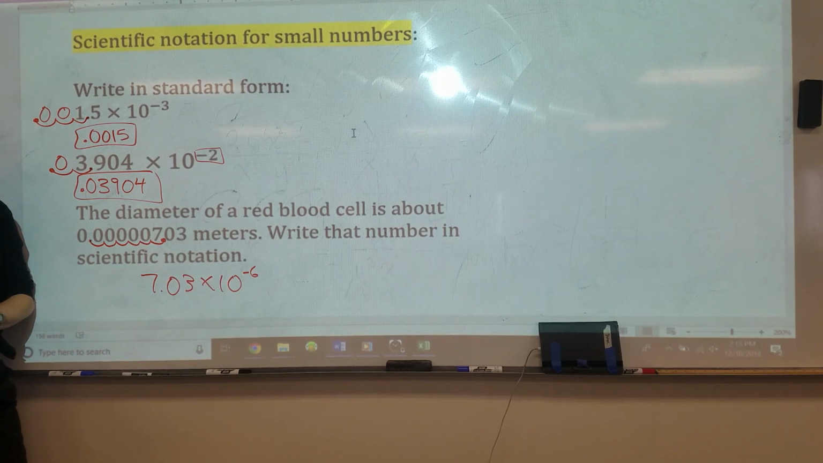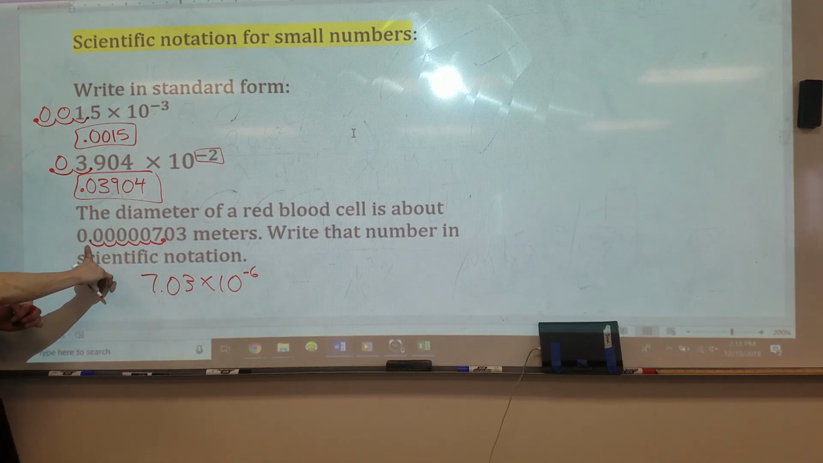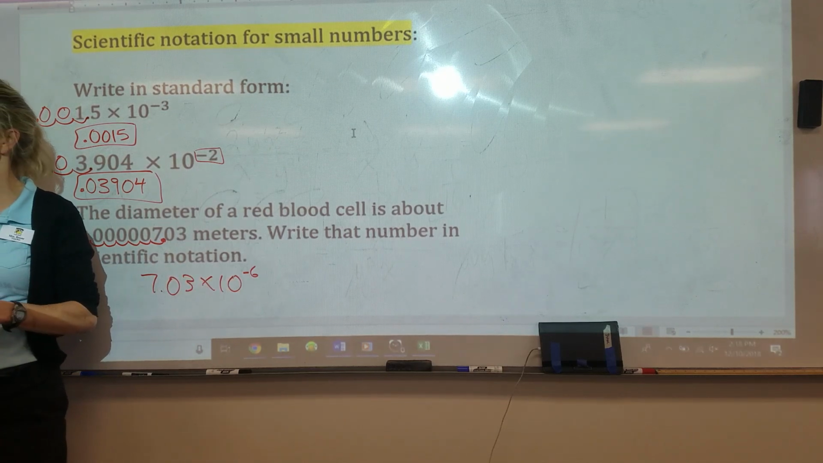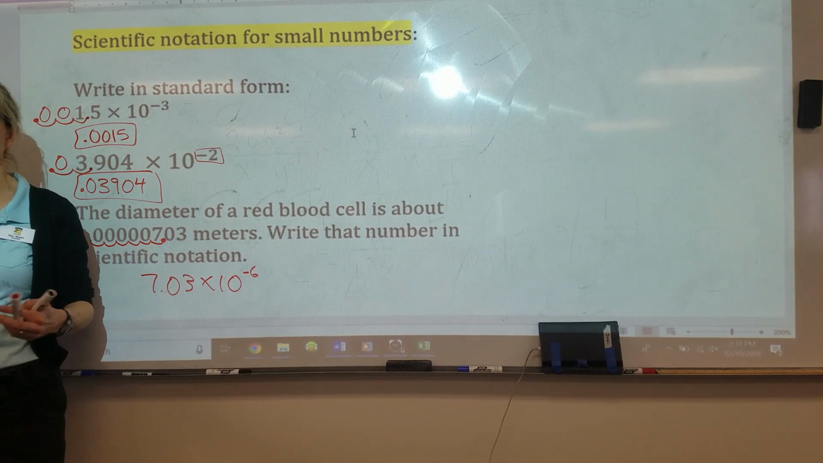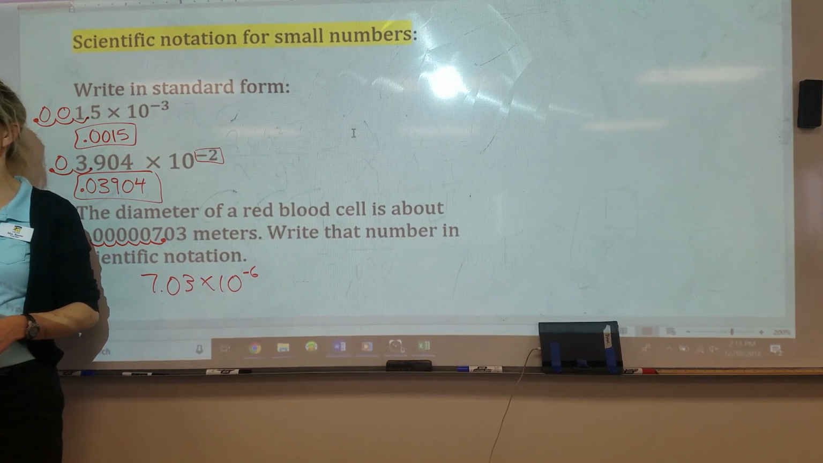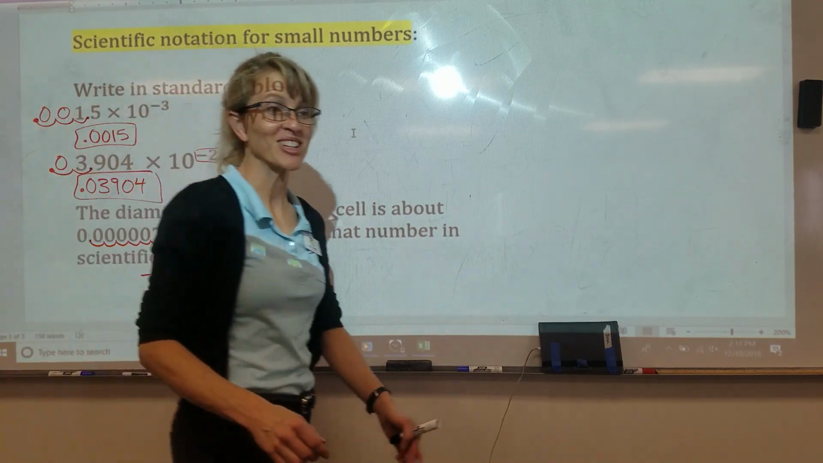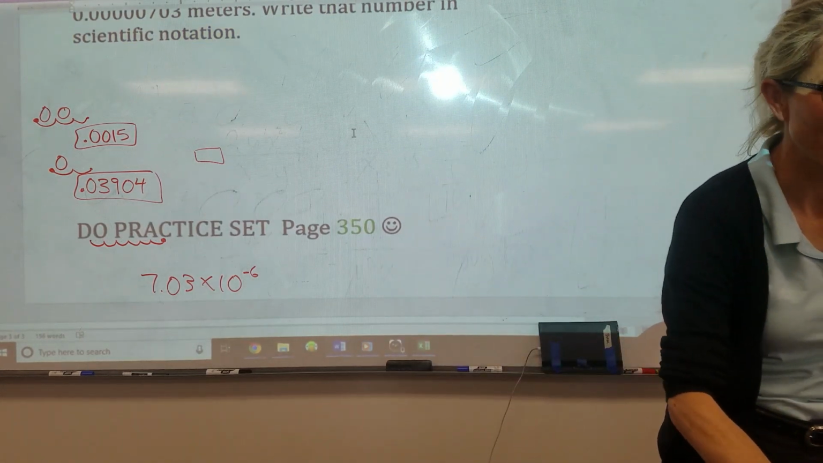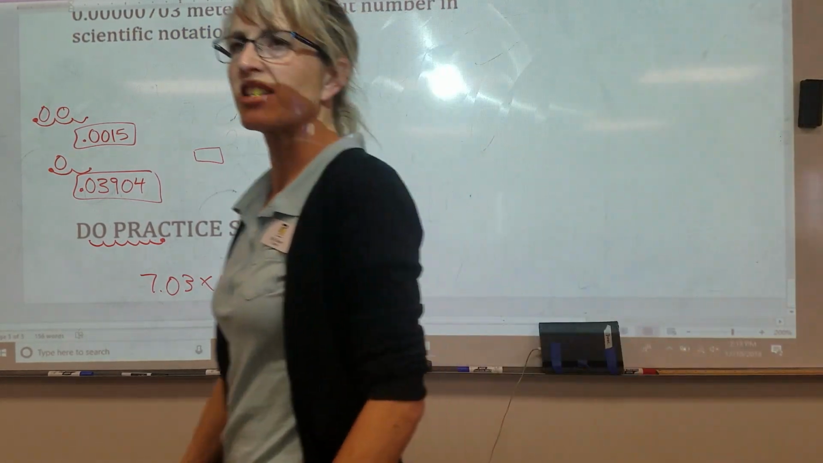Okay, just think, if you're moving to the left to make a really small number, you're gonna have a negative exponent. Give me a nod if you're okay. Makes sense? Mostly. Okay, you guys need to try a few practice problems and then you will get the hang of it. 350. Take a 20-second stand-up break.